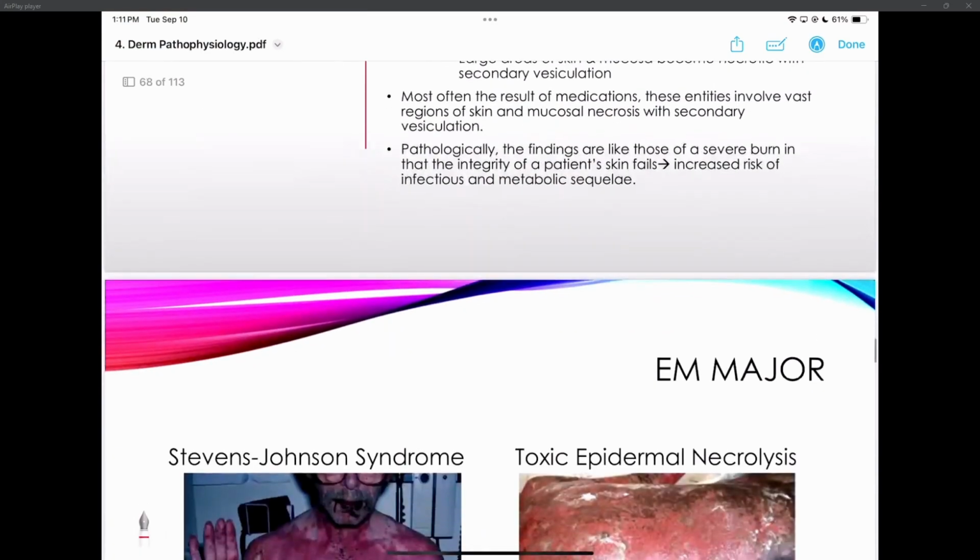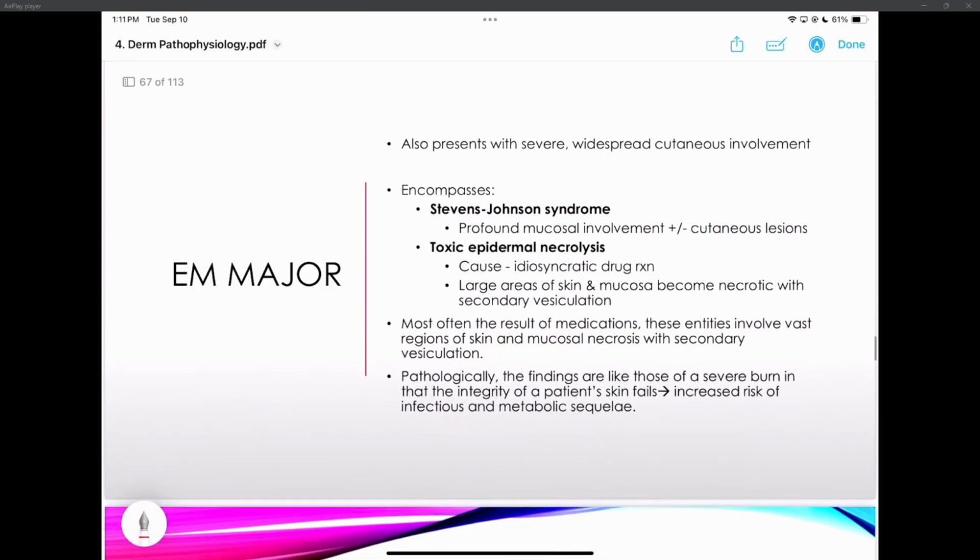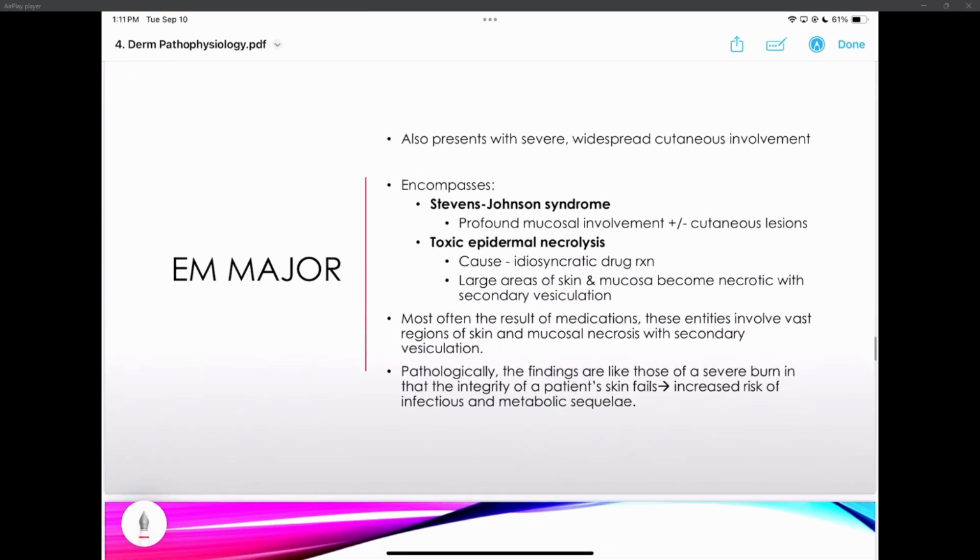Yeah, I got pictures. So erythema multiforme major, severe, widespread cutaneous involvement. There are two types of erythema multiforme major. The first one is called Stevens-Johnson syndrome. Mucosal involvement plus or minus cutaneous lesions, so more mucosal. Then the last one is toxic epidermal necrolysis, TEN.